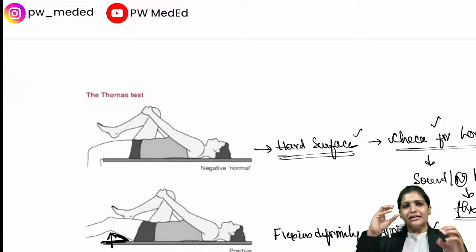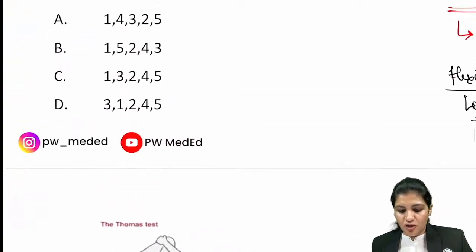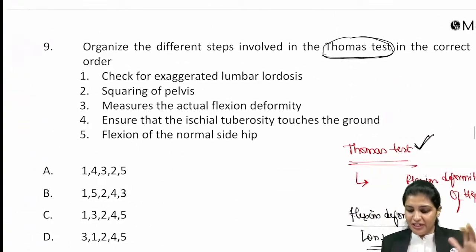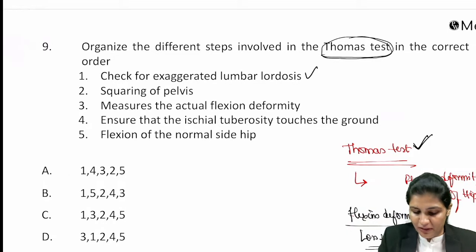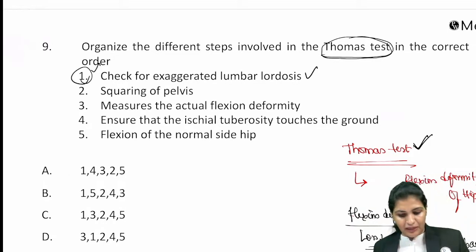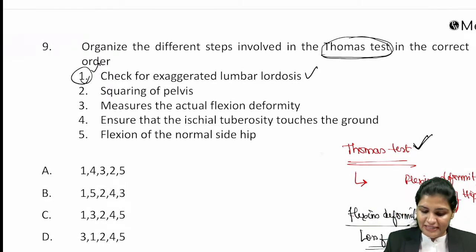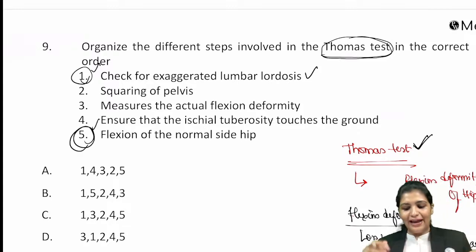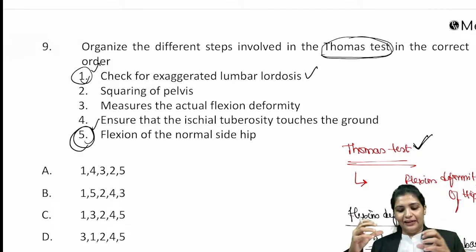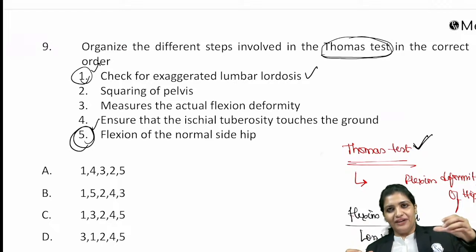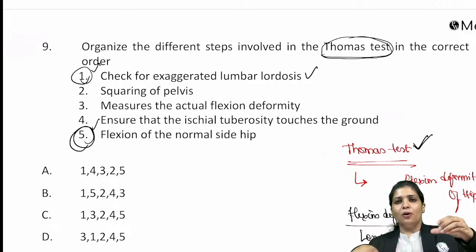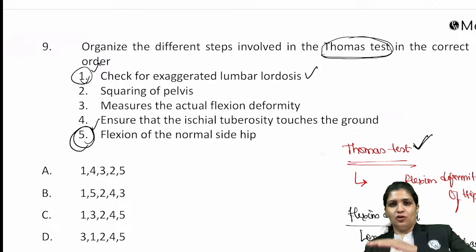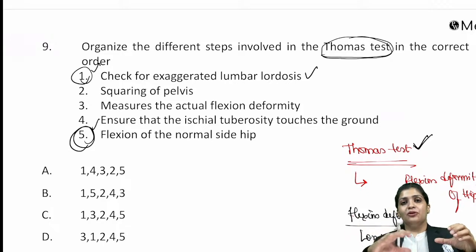There are certain subtle points which you have to remember. First, as I already said, you check for the lumbar lordosis, and then you flex the normal hip. As you are flexing, you place the opposite hand under the spine. When the spine is touching the dorsum of your hand, you can see that the lordosis is corrected.